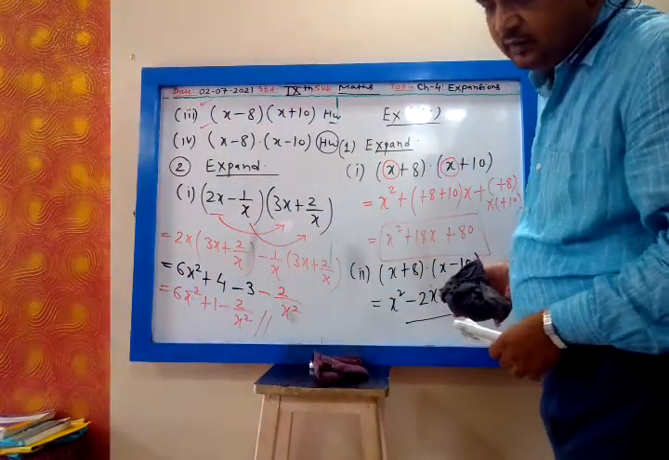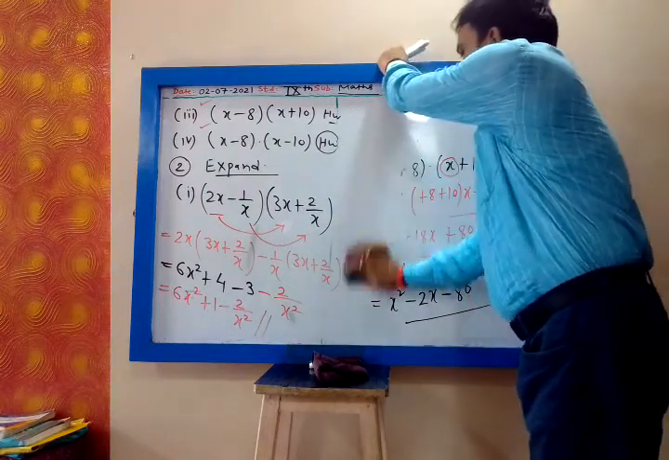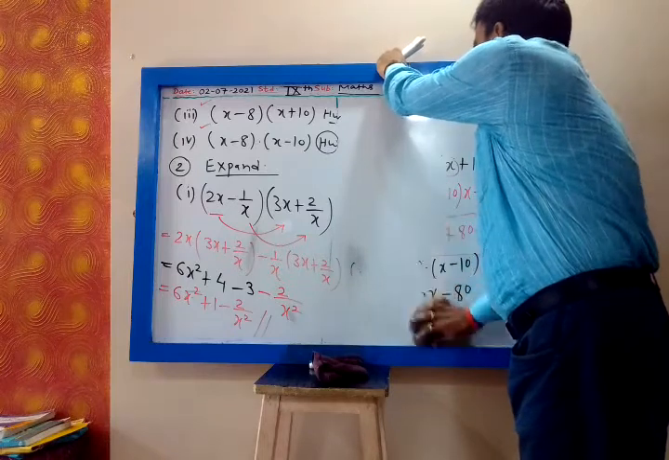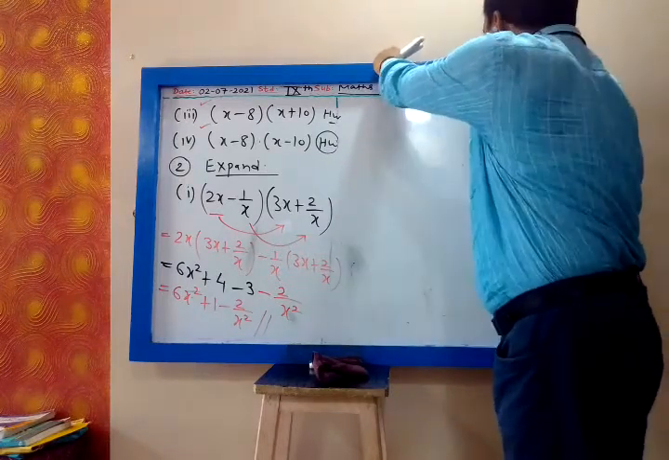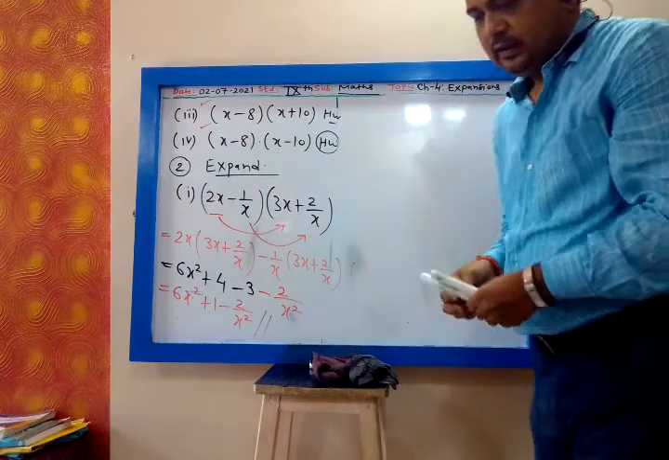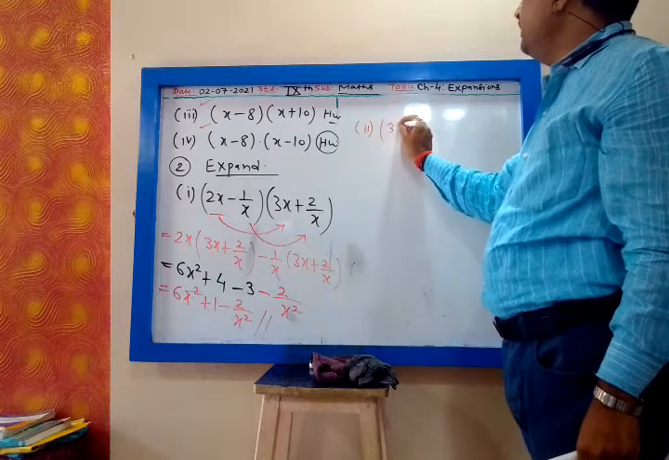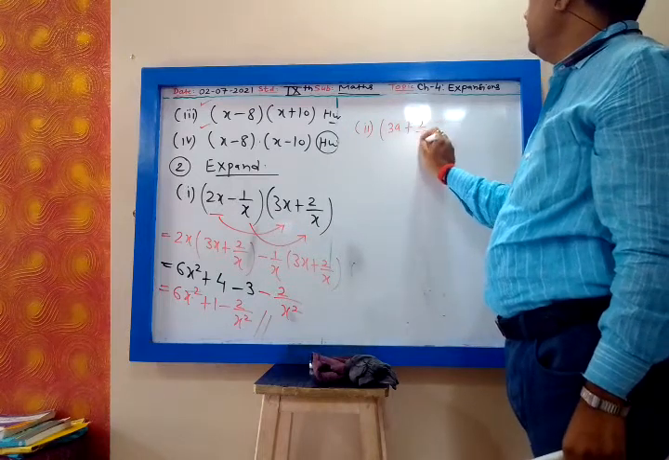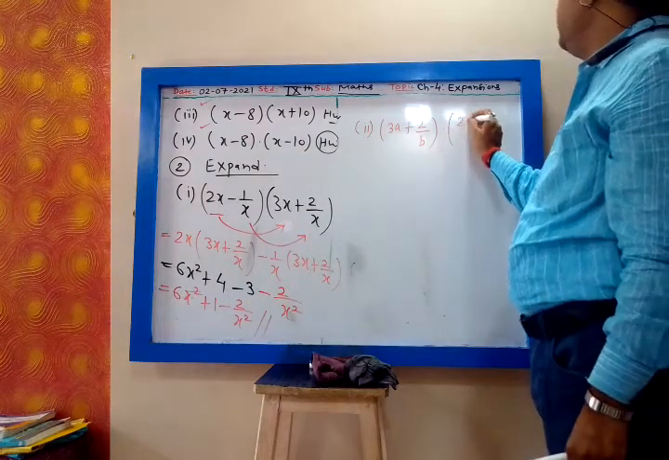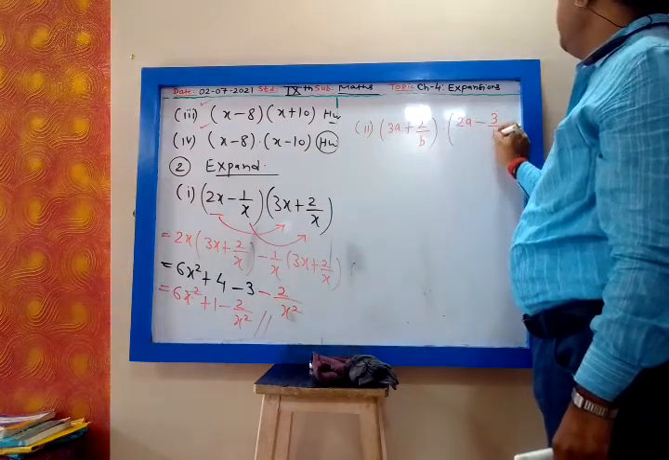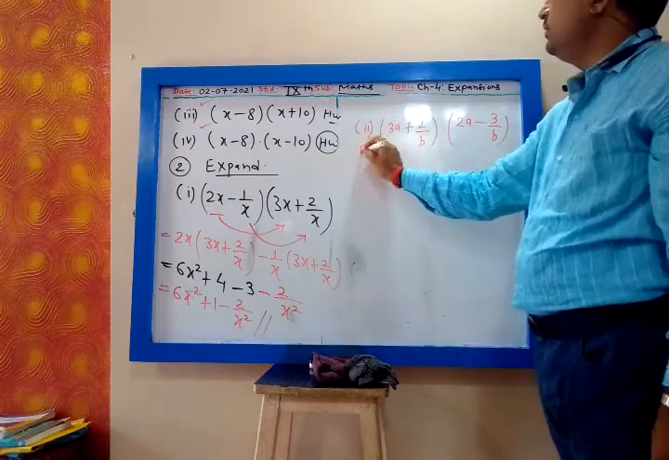Then 3a plus 2 by b, second one. These are simple questions. Up to 8th standard you have done all this. Then second question: 3a plus 2 by b into 2a minus 3 by b. So again you have to open the bracket. This into whole bracket plus 2 by b into whole bracket. So homework.